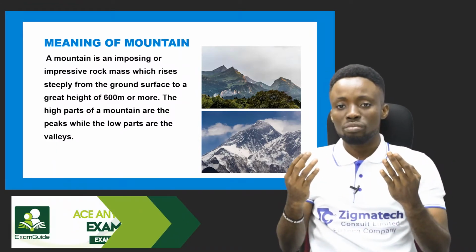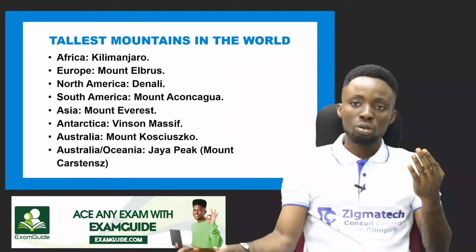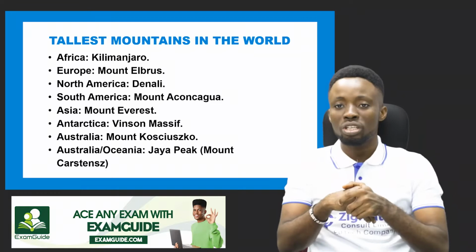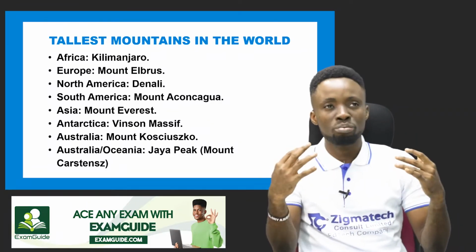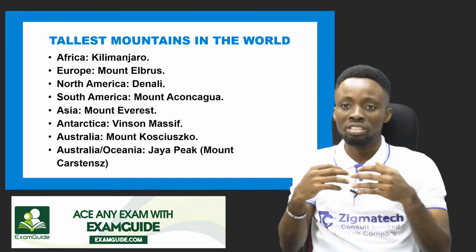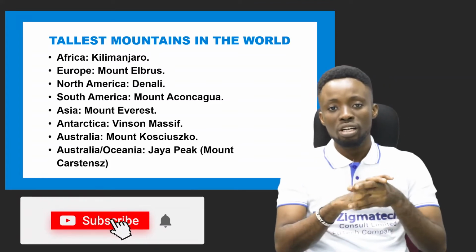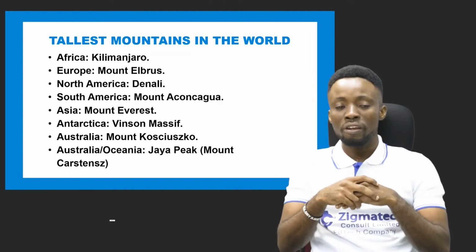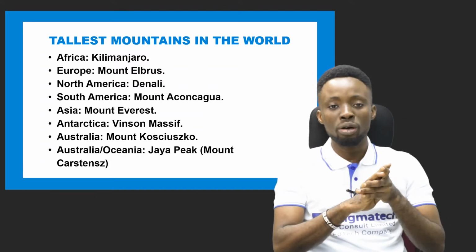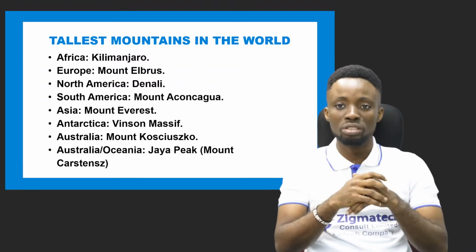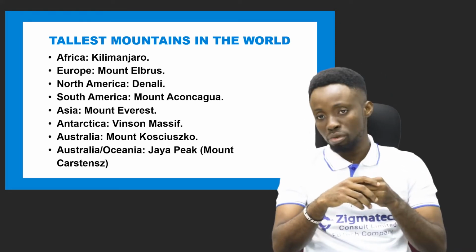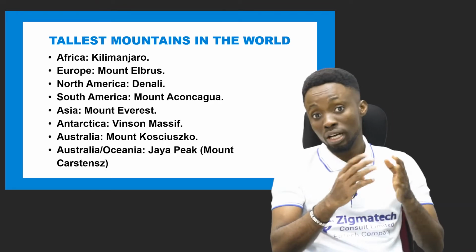Now, let's look at the different mountains we have in the world. And not just different mountains, but the tallest mountains in the world. In Africa, the tallest mountain is Mountain Kilimanjaro. Then in Europe, we have Mountain Elbrus as the tallest mountain. Then in North America, we have Mountain Denali. In South America, we have Mountain Aconcagua.